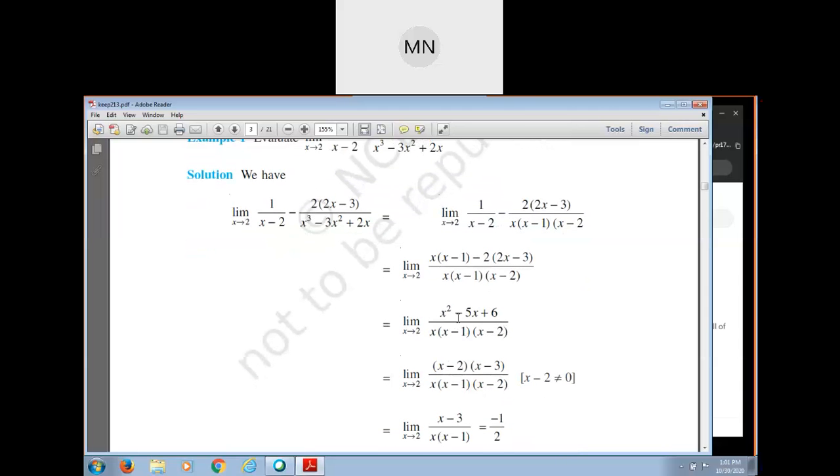So this one will be x square. See this step also. If we put, suppose, x equals 2 in this step, then what happens?